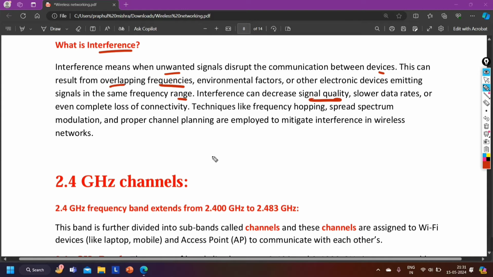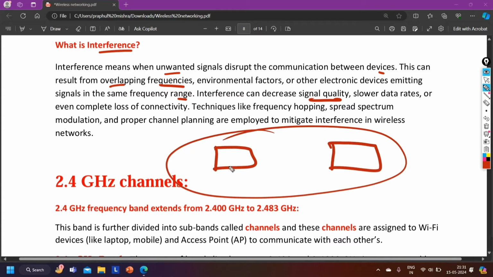Like if we are going to set up two APs on a floor, right? We have to configure these two APs in such a way that they should not overlap with each other, right? Otherwise we will have slowness, we will have disturbance in the network, right? Maybe your device will get disconnected from the AP because of this overlapping. So interference is not a good thing, it's a bad thing. It can decrease signal quality, give low data rates, right? Or even complete loss of connectivity.